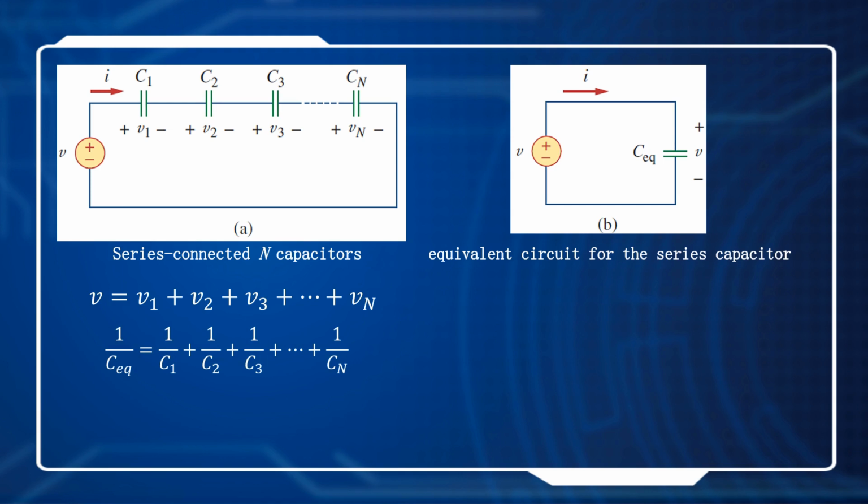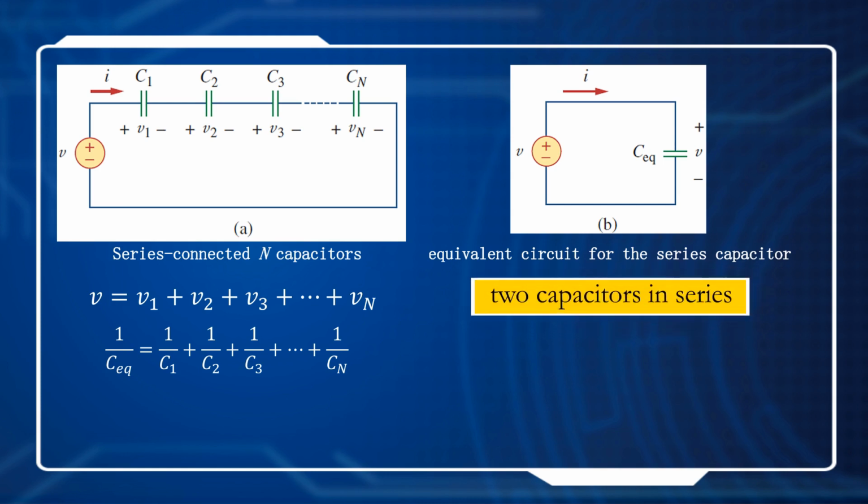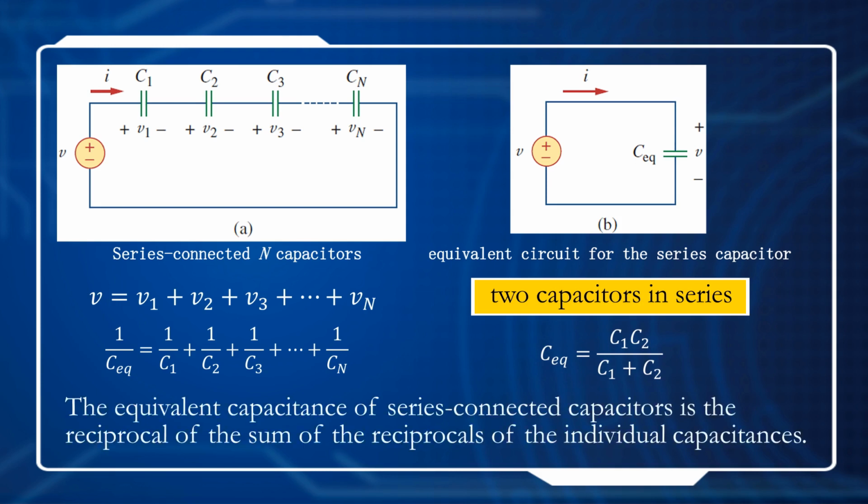of the individual capacitances. And if n equals 2, which means two capacitors in series, we can get CEQ equals C1 multiplied by C2 over C1 plus C2. So the equivalent capacitance of series connected capacitors is the reciprocal of the sum of the reciprocals of the individual capacitances. This is the end of this section.